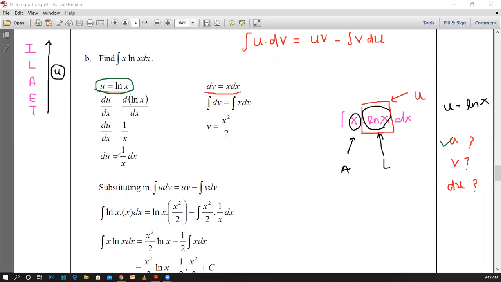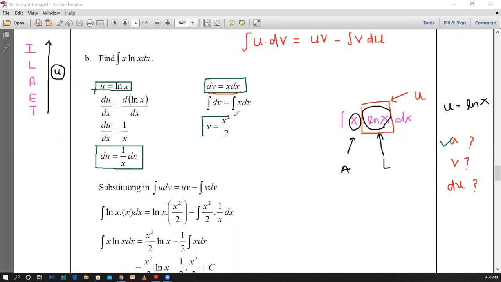Using this equation, we obtain the quantity du, which is equal to 1 over x dx. These are the important parts of the calculation, so I am highlighting them. u equals ln x is needed, du is needed, and the next quantity needed is dv. This dv equals x times dx is given, and using this dv we can obtain a value for v.